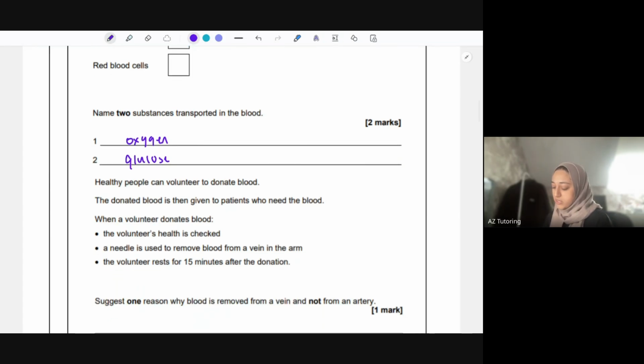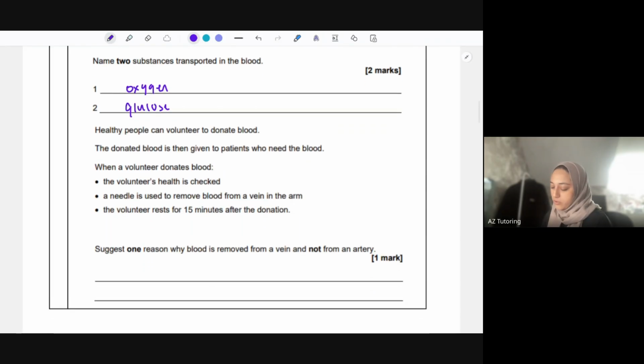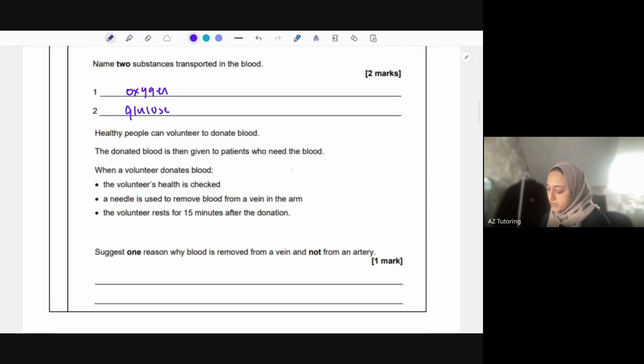Healthy people can volunteer to donate blood. Okay, the donated blood is then given to the patients who need the blood. When the volunteer donates the blood, the volunteer's health is checked. A needle is used to remove the blood from a vein in the arm. The volunteer rests for 15 minutes after the donation.